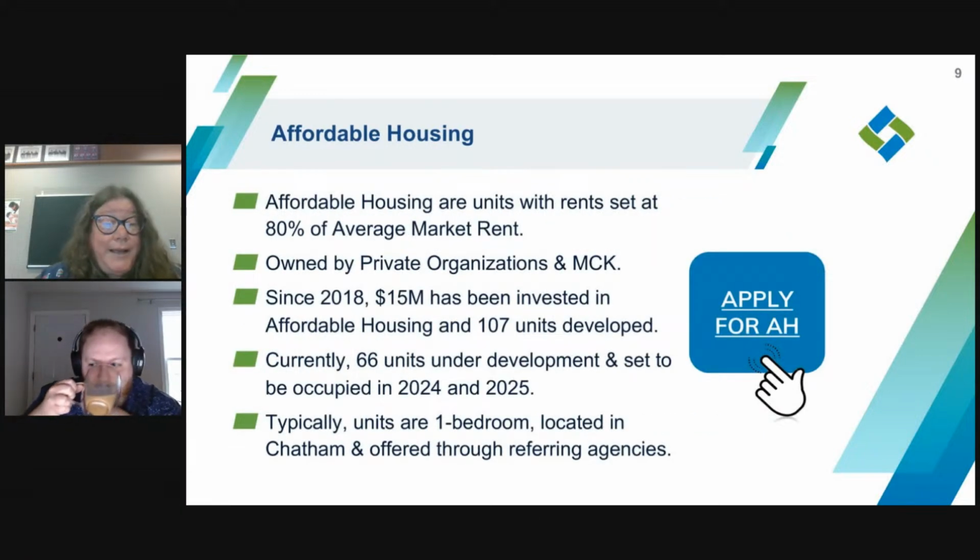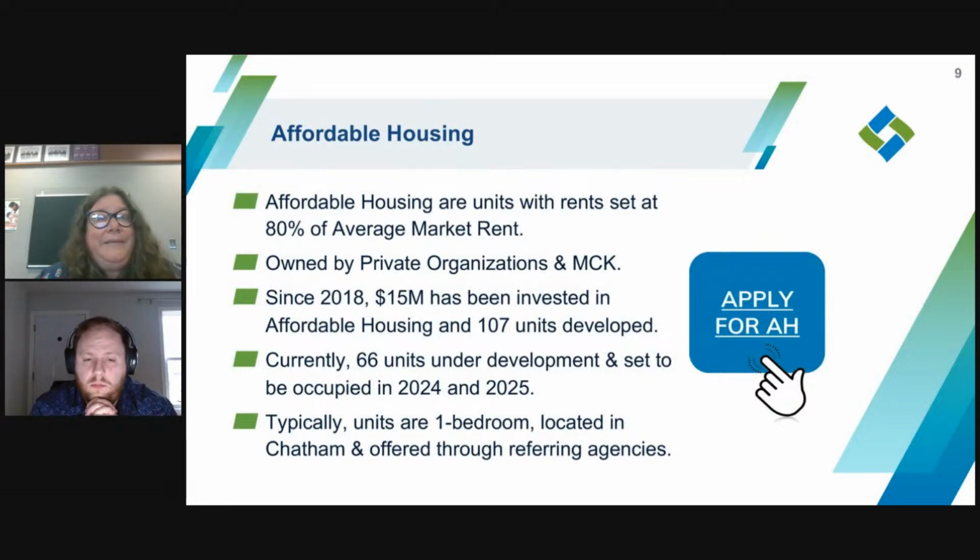We have RGI housing, which are specific units that are subsidized to allow you to pay rent at about 30% of your income. Also, we have affordable housing, and affordable housing are units with rents that are set at 80% of average market rent.